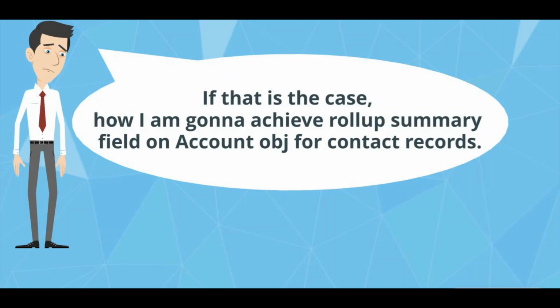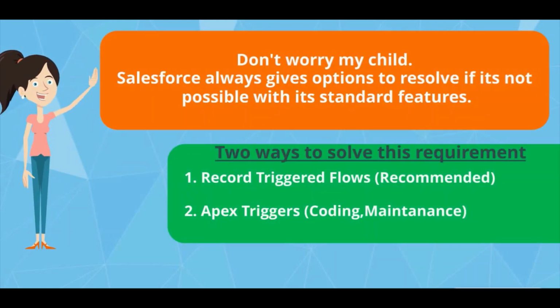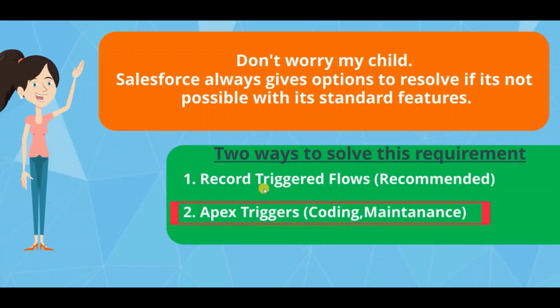If that is the case, how am I going to achieve a roll-up summary field on the account object for contact records? Don't worry, my child. Salesforce always gives options to resolve it if it's not possible with a standard feature. In this case, there is no roll-up summary field that can be created on the account object for contact records. So here are two ways to solve this requirement. One is record triggered flow, which is the recommended option. We also have Apex triggers, which will cost you coding and maintenance. I have already made a video on how to create custom roll-up summaries using record triggered flow. This is the recommended option because that's a standard feature. However, in this video we'll see how to create these custom roll-up summaries using Apex triggers.